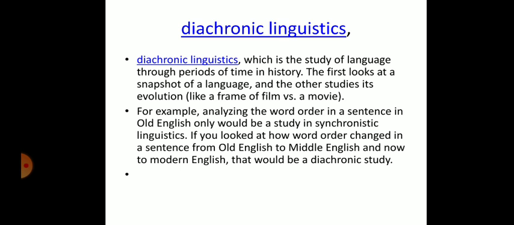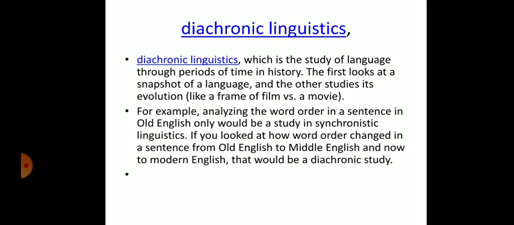On the other hand, diachronic linguistics, which is the study of language through periods of time in history, the first looks at a snapshot of language and the other studies its evolution, like a frame of film versus a movie. Here, the frame of film stands for synchronic linguistics and movie stands for diachronic linguistics.